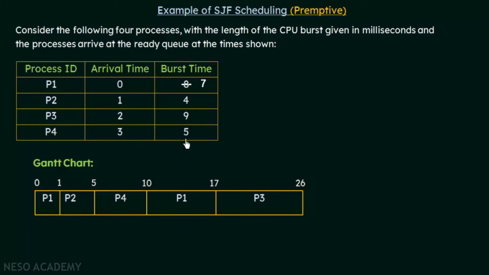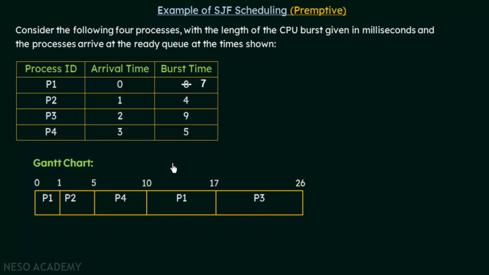Now what is the next thing that we have? We have P3 and P1. What is the burst time of P1? I told you here it is 7. So P1 is 7 and P3 is 9. Which is smaller? 7 is smaller. So now P1 will again get the CPU. P1 gets the CPU and the time it needed was 7 milliseconds. So from 10 to 17, 10 plus 7 is 17. So up to the 17th millisecond, P1 executed.